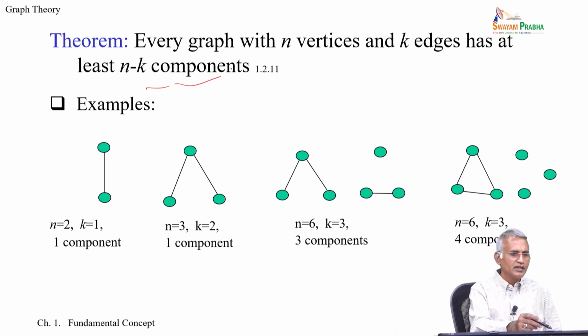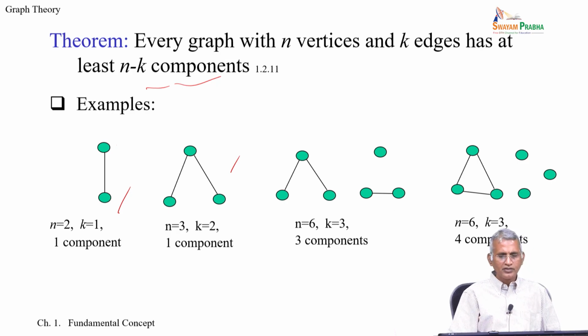For example, here n equals 2 vertices and k equals 1 edge, connected, therefore 1 component. Here n equals 3 vertices and k equals 2 edges, therefore 1 component. Here we have the possibility of n equal to 6 and k equal to 3, with 3 components generated. Here n equal to 6 and k equal to 3, with 4 components generated.